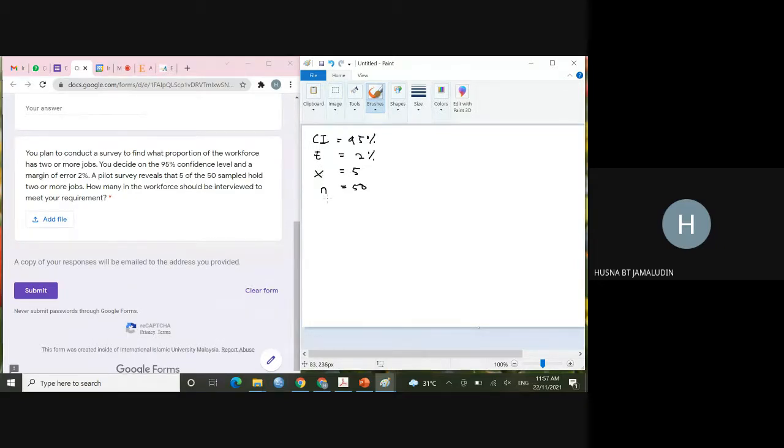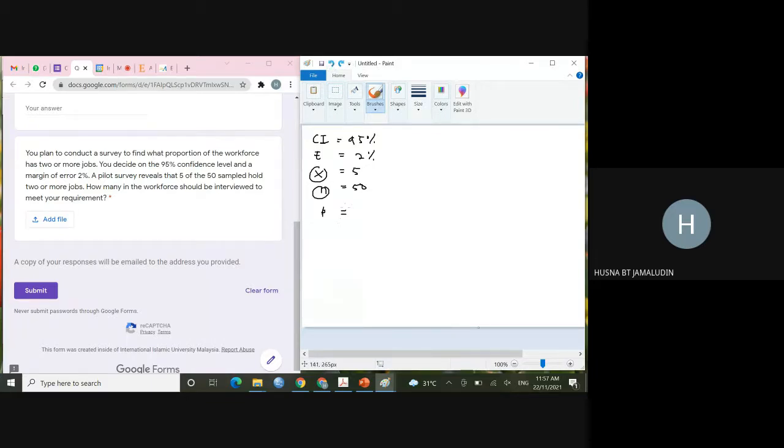The question was about how many, so you have to refer to the sample size formula. In this case, you are given X and N, so you can compute the pi or the P, the proportion. So what is the proportion? X over N, right? Let me just write the formula.